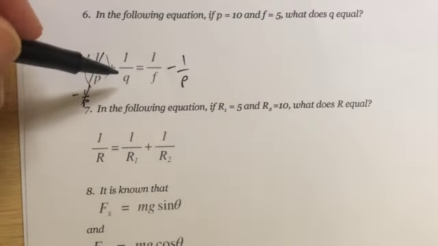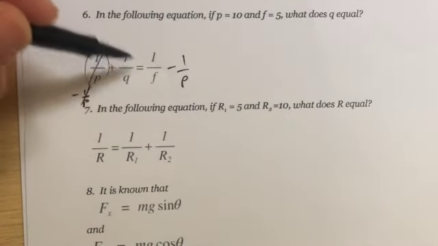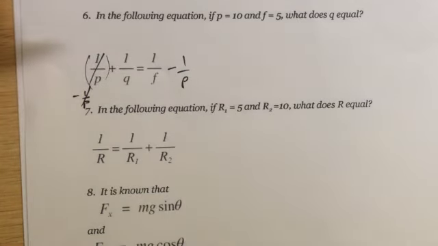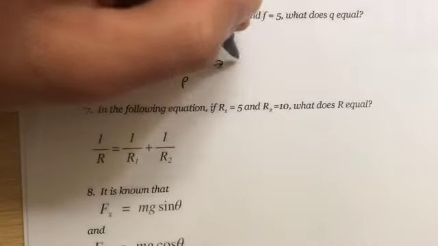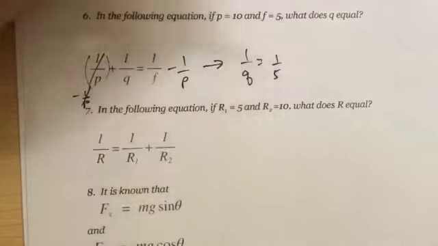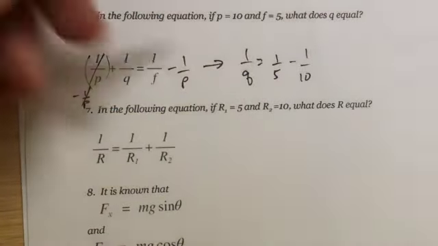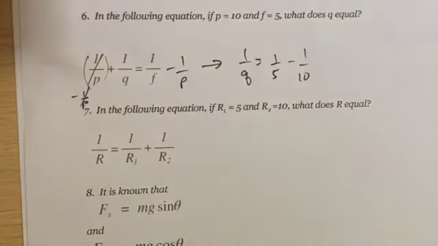At this point, I could do some math and get q by itself up on top on one side of the equation. That's going to be a little more complicated without putting the numbers in. So I'm going to start out by just putting in the numbers that I know. So let's take a look here. This is going to be 1 over q equals 1 over f, which is 5, and that is minus 1 over 10. Now, if you're going to subtract two fractions, they have to have a common denominator.